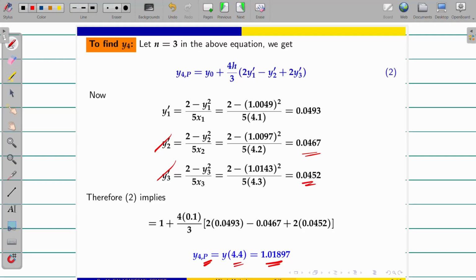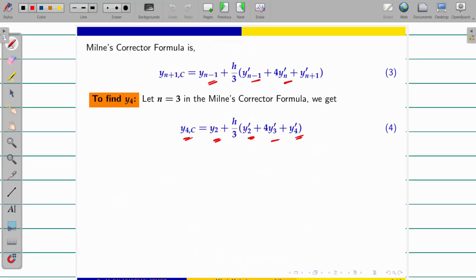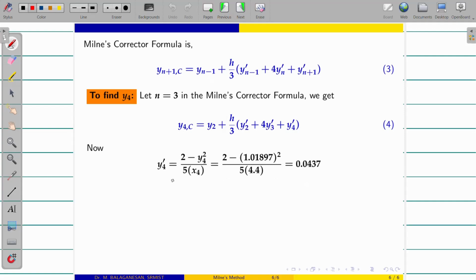Now we have to find y4 dash. Am I right? Y4 dash, where you have to give in the given differential equation only. Give suffix 4. So y4 dash. What is y4? Just before, we found the value using the predictor formula, y4. So we are applying the answer that we found in the predictor formula in the corrector one to get the accuracy.